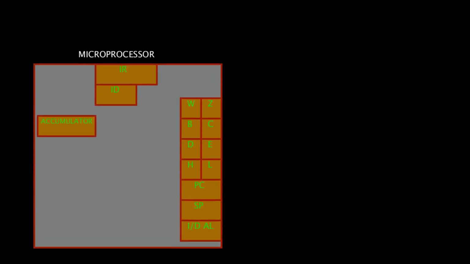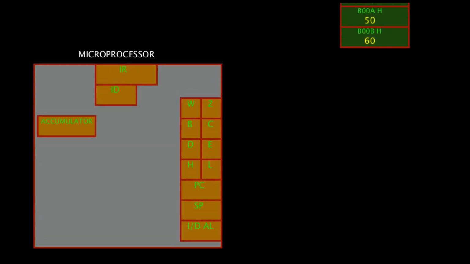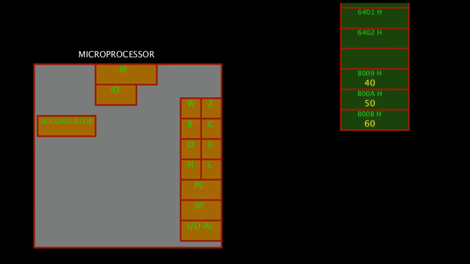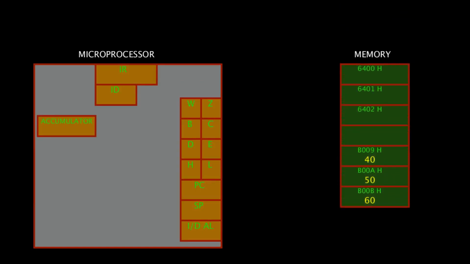Now this is our 8085 microprocessor containing all the basic units and registers. And now comes memory starting from location 6400H. At memory location B009 we have a value 40, at memory location B00A we have a value 50, and at location B00B we have a value 60. And now this is our instruction POP D.